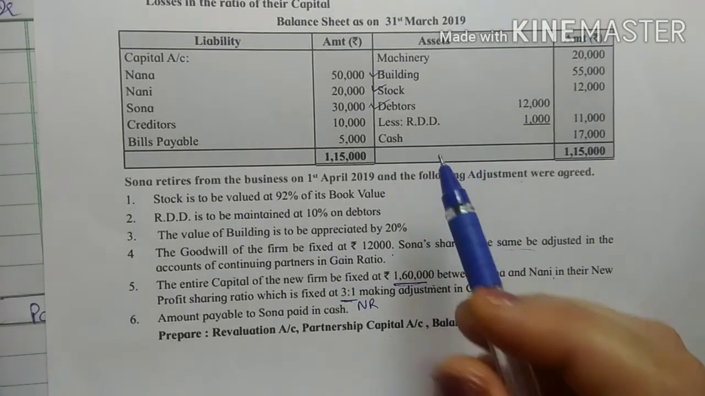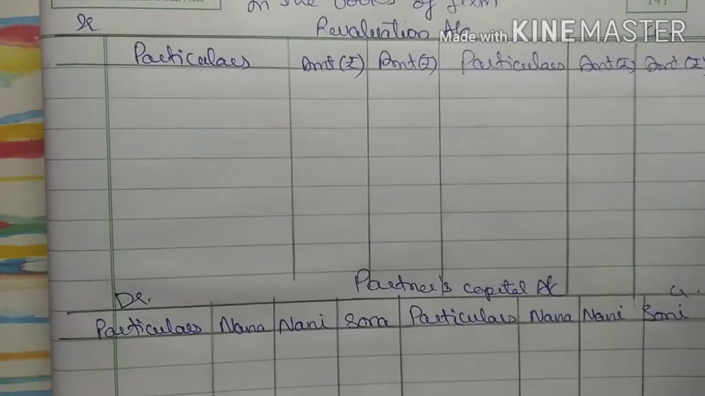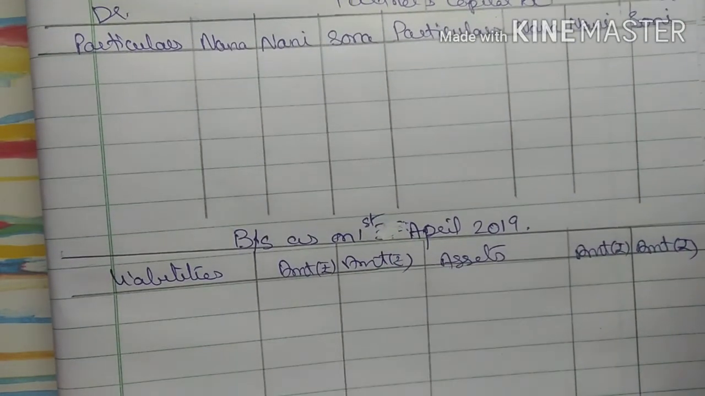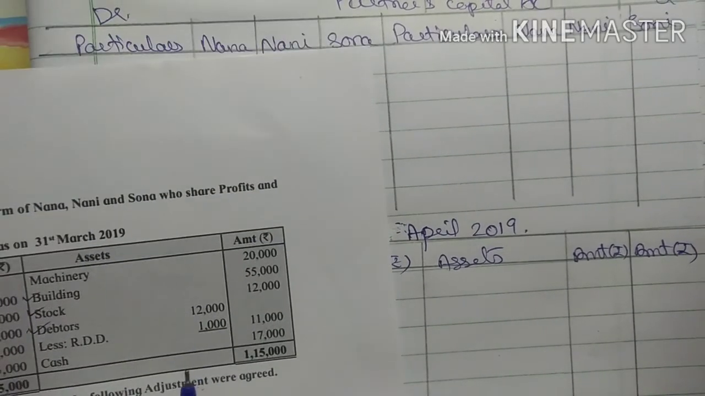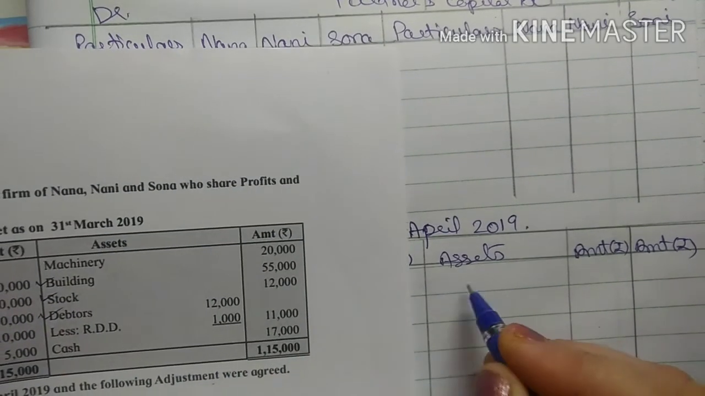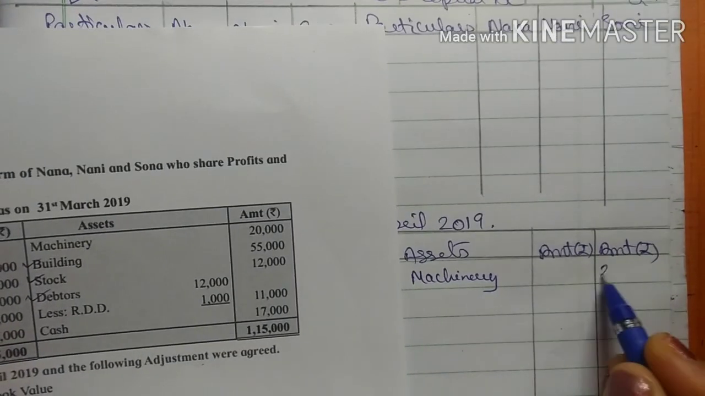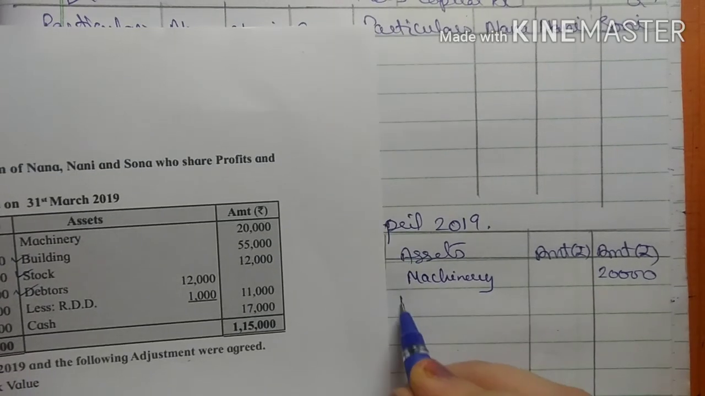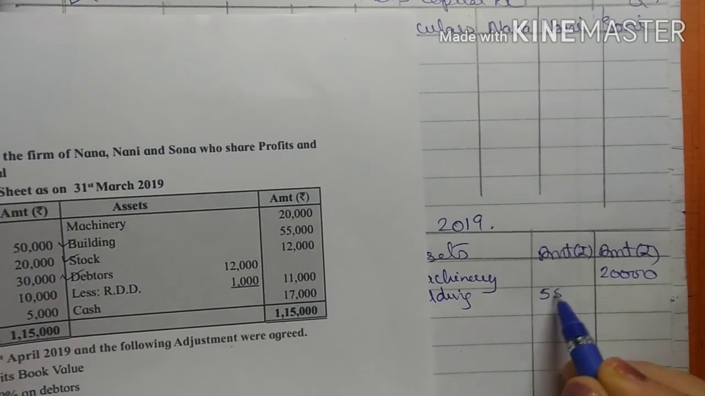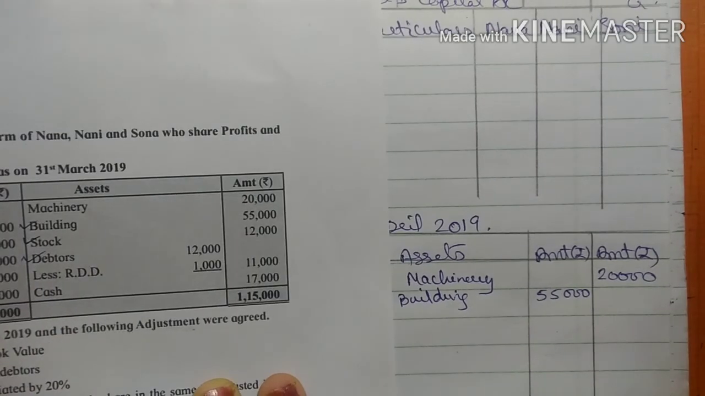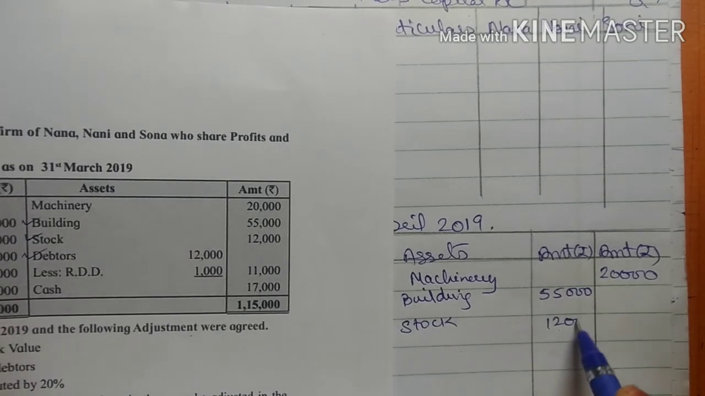So see, first we will do the asset side posting. So this is my revaluation account, partners capital account and balance sheet. Now for posting, see, first we will do the asset side posting. First is machinery. As there is no adjustment, I will write in the outer column. Next is building. There is an adjustment in building, so we will write in the inner column. Next is stock, right? Again, stock has an adjustment, so we'll write in the inner column.